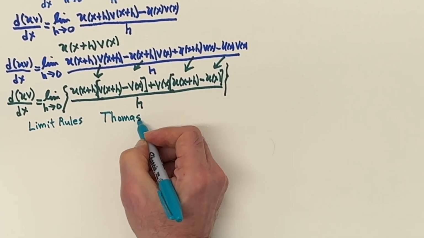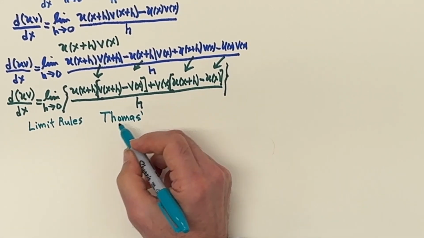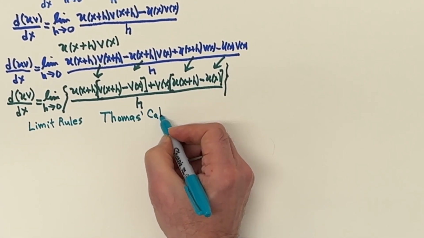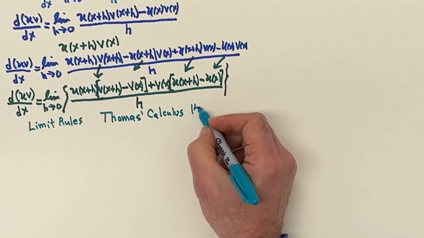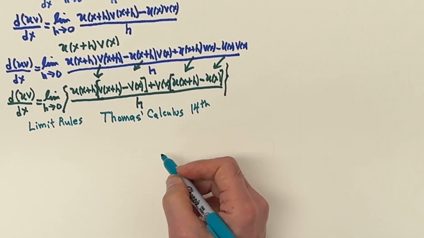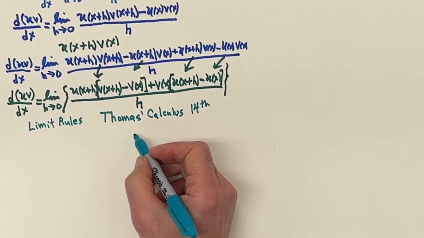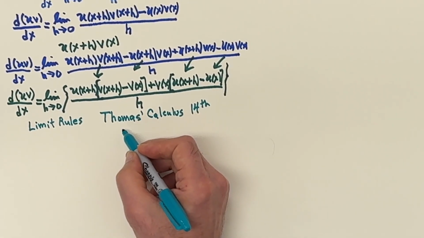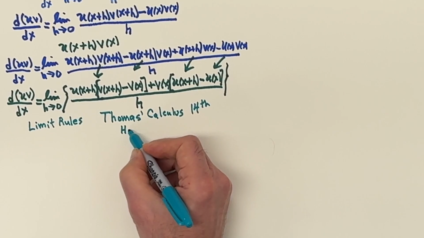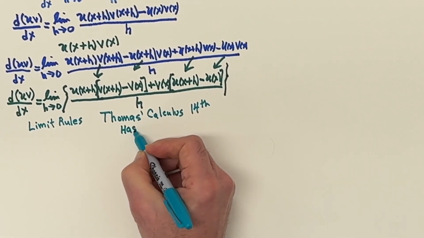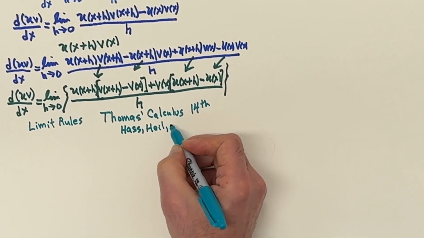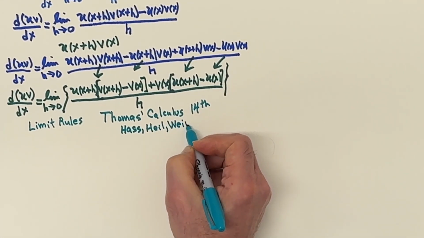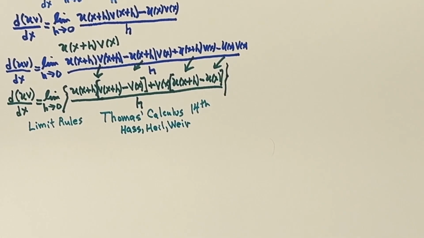Now, this is the book I use, Thomas, which is now called Thomas's Calculus. I used that decades ago, and they're in their 14th edition, and now other authors have taken over since it's been so many years. And here we have Hass, Heil, and Weir, keeping the tradition of Thomas, which goes back so many years.